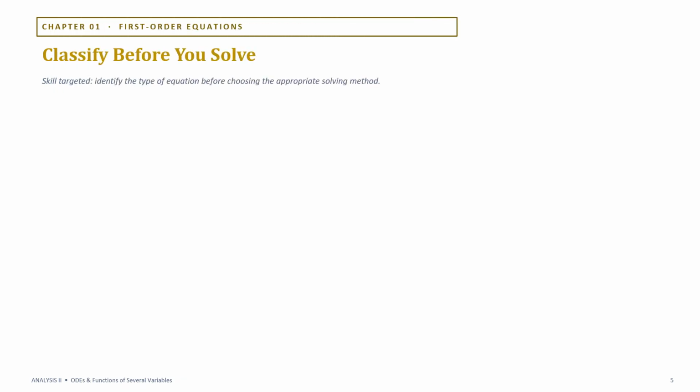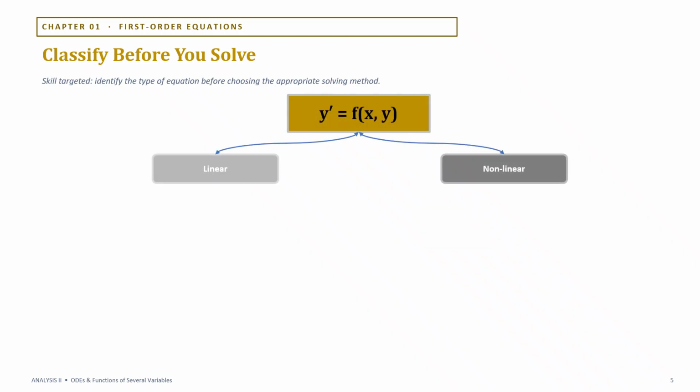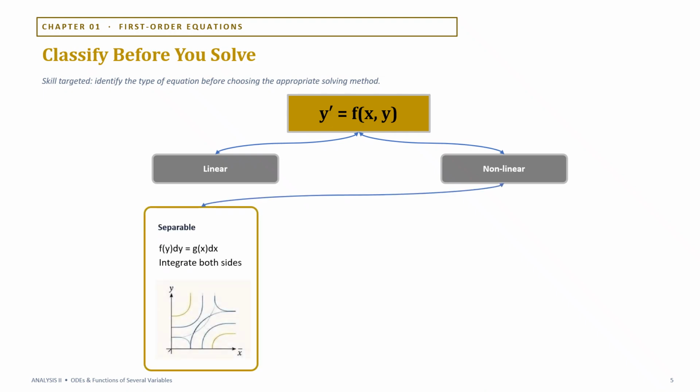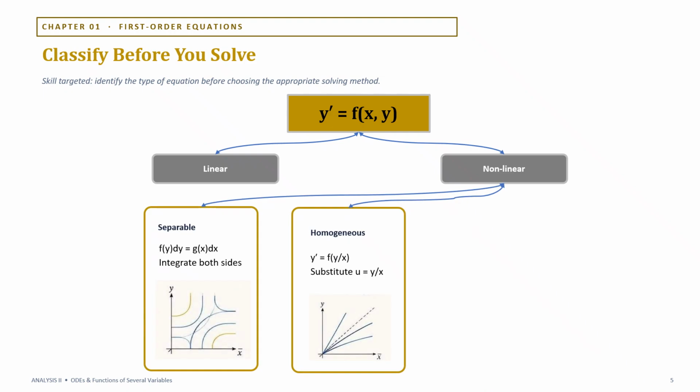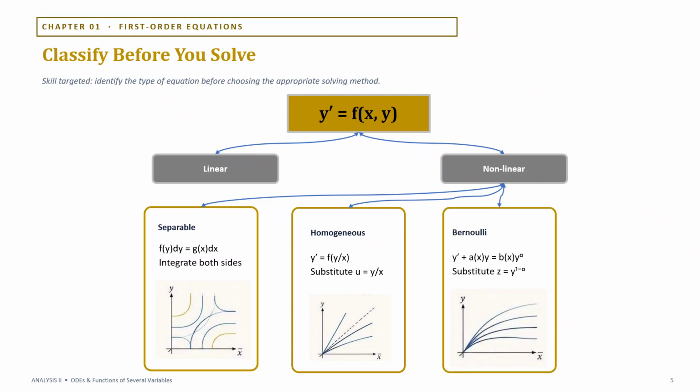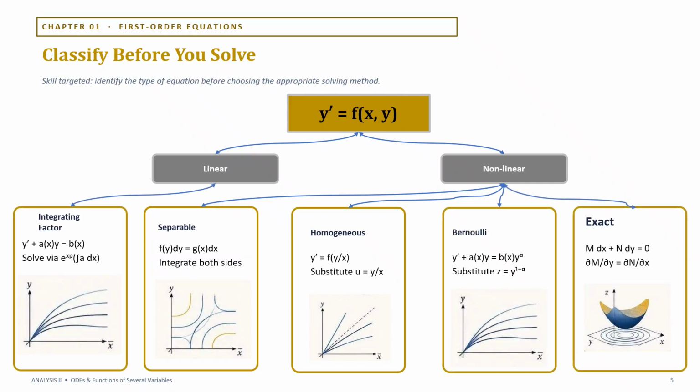Now that we know what a differential equation is, the next step is to classify it before solving it. As you can see, first-order equations can be divided into linear and nonlinear equations. From there, we will study the main types, including separable, homogeneous, Bernoulli, exact equations, and the integrating factor method. During this chapter, you will learn how to recognize each type and choose the correct solving method.